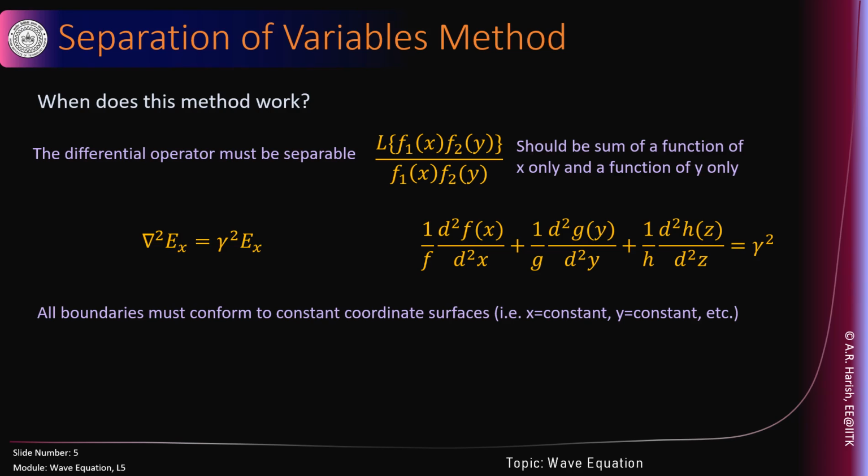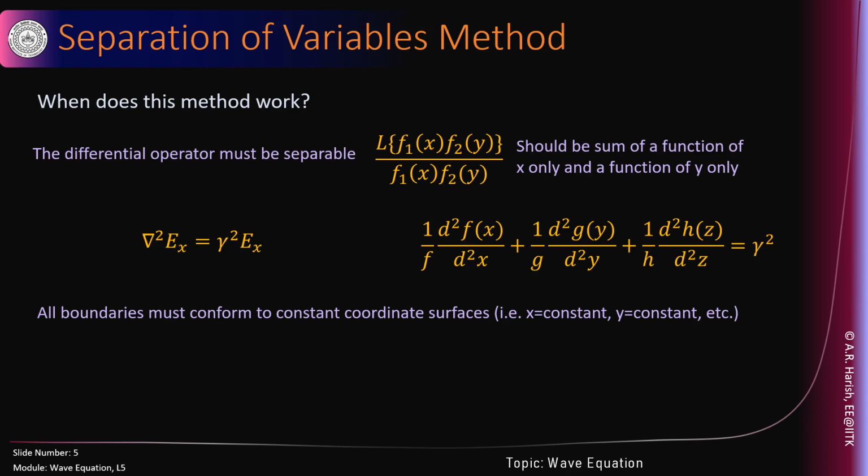All boundaries must conform to constant coordinate surfaces. In the rectangular coordinate system, the boundaries of the object where we are trying to solve this differential equation must coincide with x equal to constant, y equal to constant, and z equal to constant surfaces. For example, if you are talking about a rectangular waveguide, the waveguide walls should be parallel to the x, y, or z axis. Only in that case can we apply this kind of method.